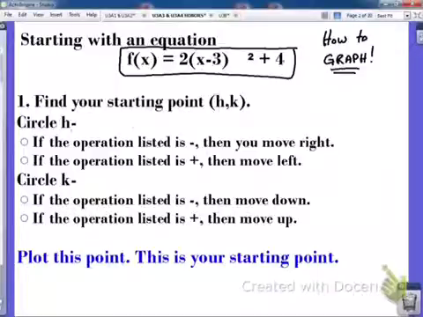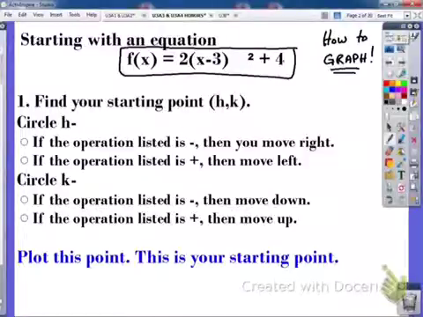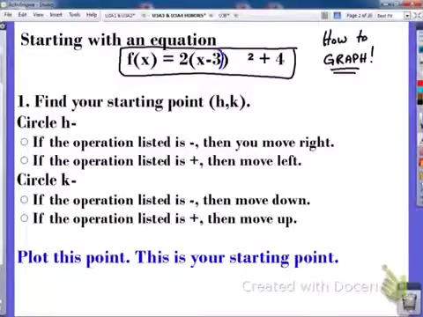It says circle H. So let's circle H right here. Notice, I'm going to leave that negative alone. I'm going to circle the number only. It says if the operation listed is minus, then you move right. If the operation listed is plus, then you move left. That should be a big question mark to you. What in the world does this mean? We're going to discuss it in just a moment.